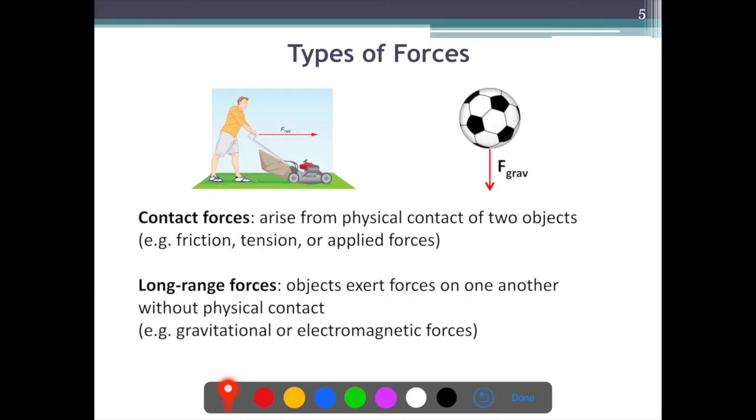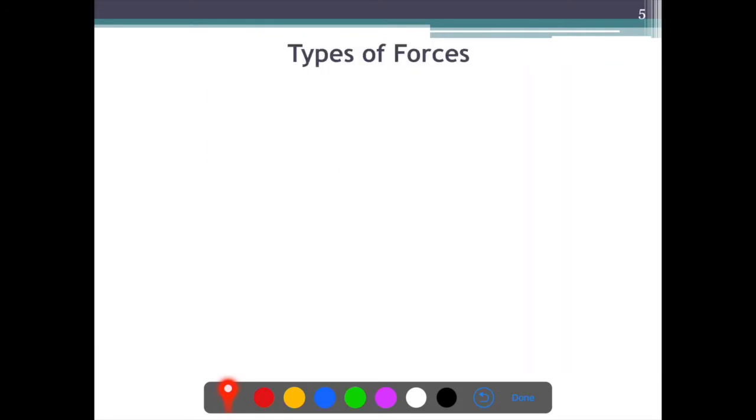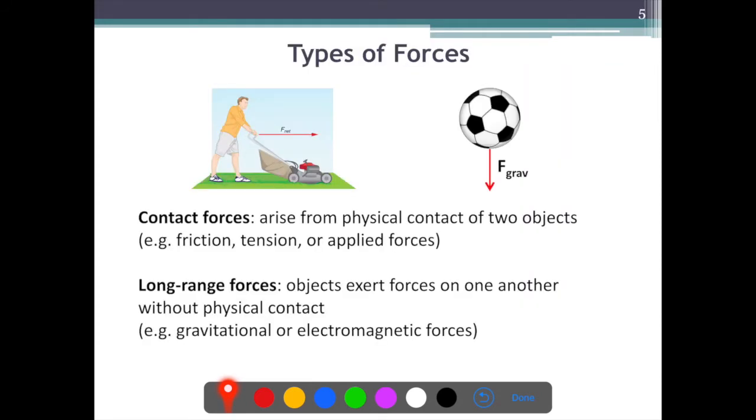The other type of force is called long-range forces because the two objects can exert force on each other without coming in direct physical contact with each other. Common examples of long-range forces are gravitational forces and electromagnetic forces.